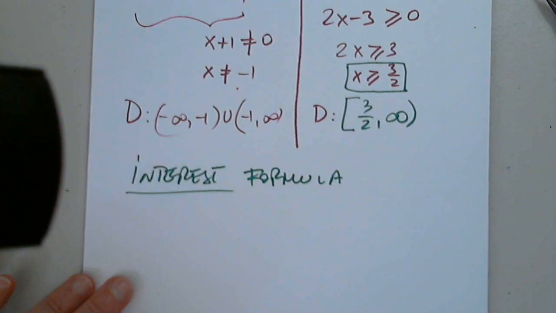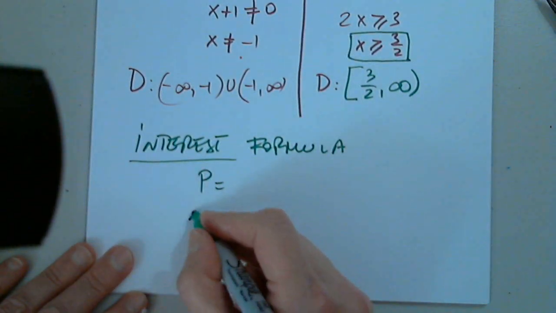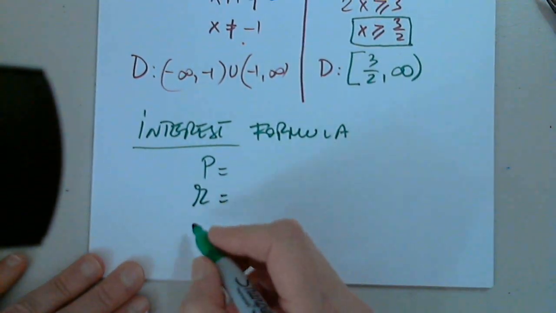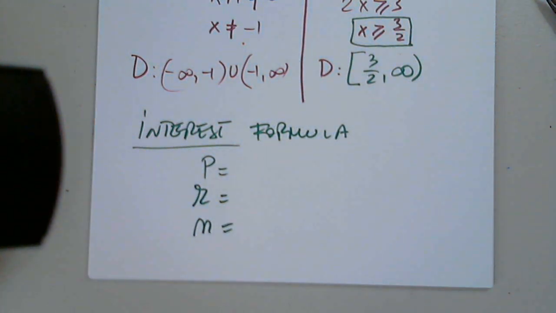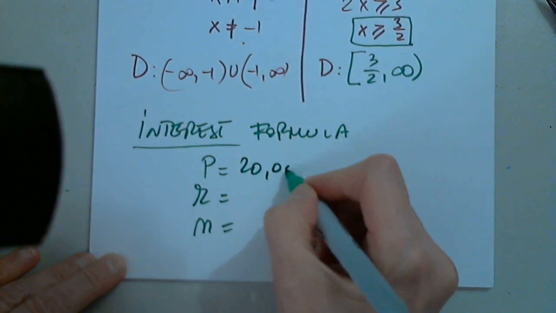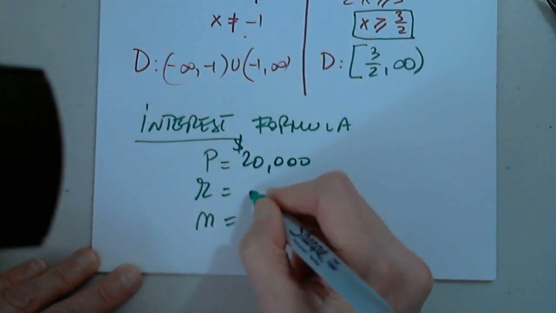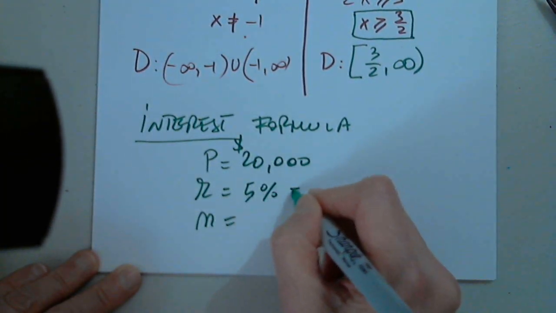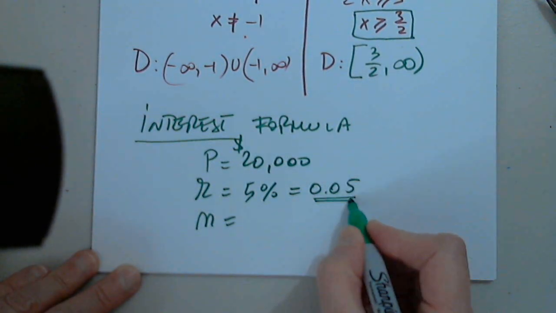It's R in yours. So give me a principal that you want to invest. Give me an annual interest rate, and give me the number of times you want to compound the interest. We can do like 20,000 for the principal. Very good. Rate could be like 5%. Very good. Immediately it has to be changed into a decimal.